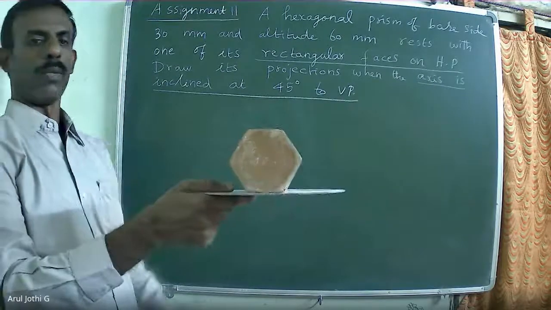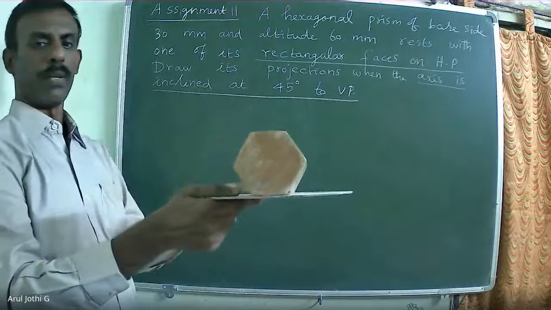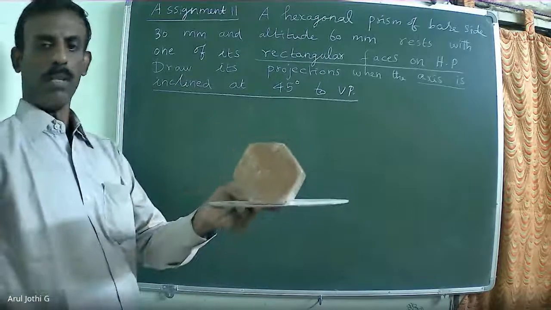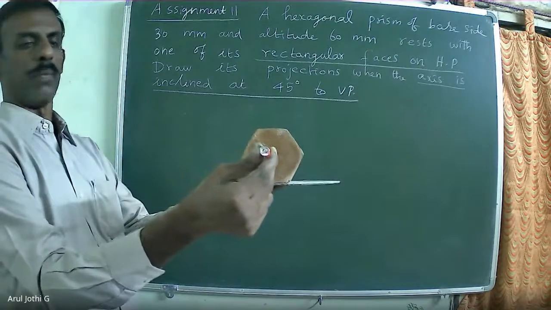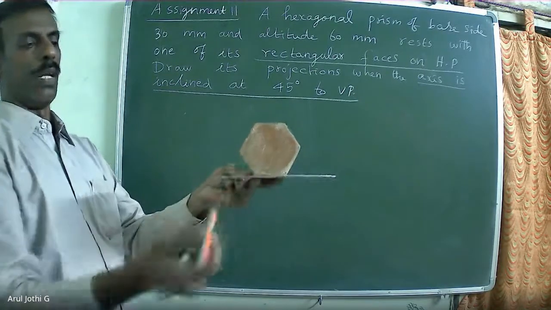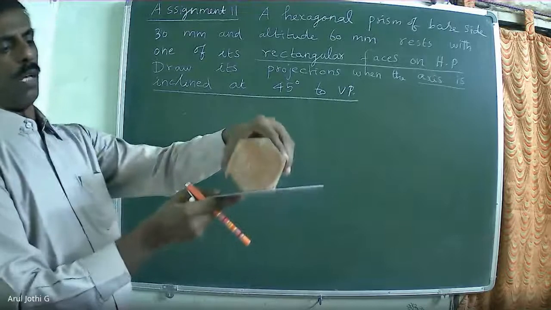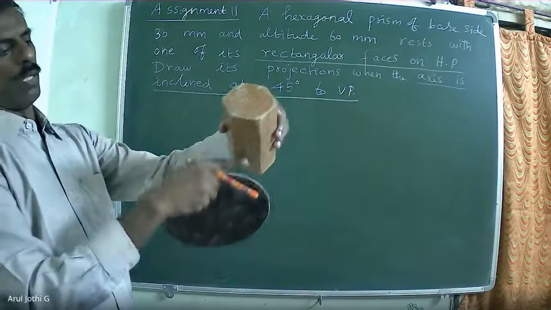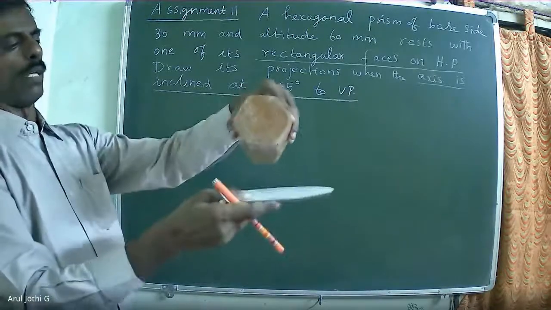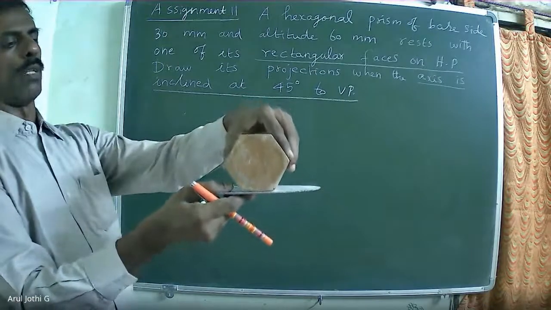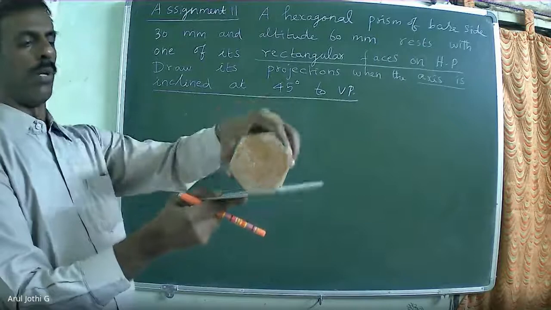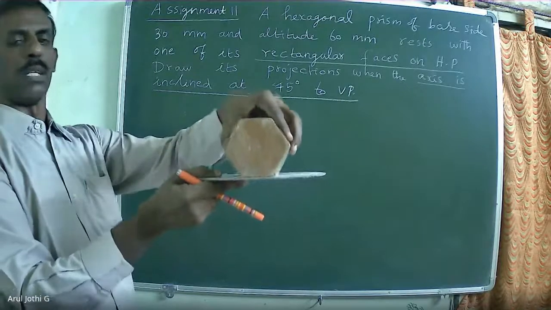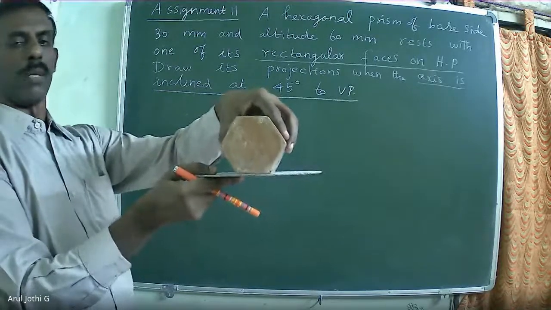Now what is the position of the axis here? Axis perpendicular to VP. In this orientation, axis is like this. Axis is perpendicular to VP and parallel to HP. Now, in external prism, this rectangular face is available here. This rectangular face is now resting on the horizontal plane or ground. So one of the rectangular faces resting on the ground, axis perpendicular to VP.